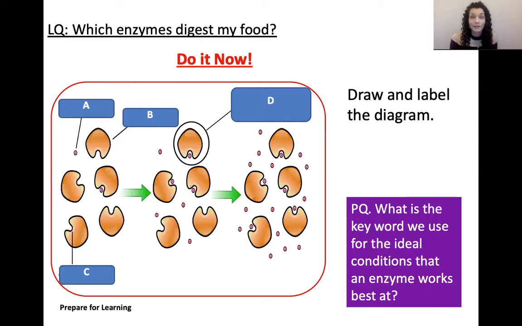What you'll need for this lesson is a pen or a pencil and a piece of paper or a notepad. If you don't have either of those things, just pause the video and go and grab them now. Brilliant, well done. What I'd like you to do is write out the learning question: which enzymes digest my food? And I would like you to draw and label this diagram. If you don't want to draw it, you can just write out A to D, and then write out the labels for it. So pause the video and have a go at that now.